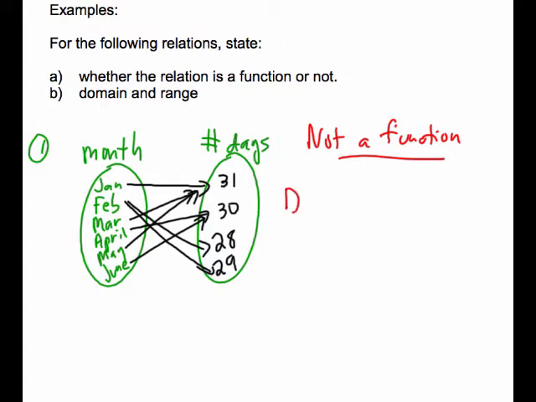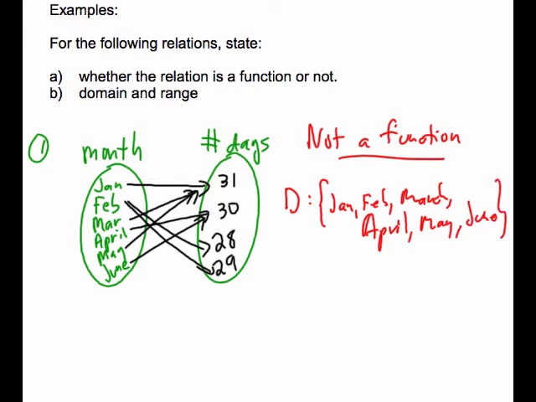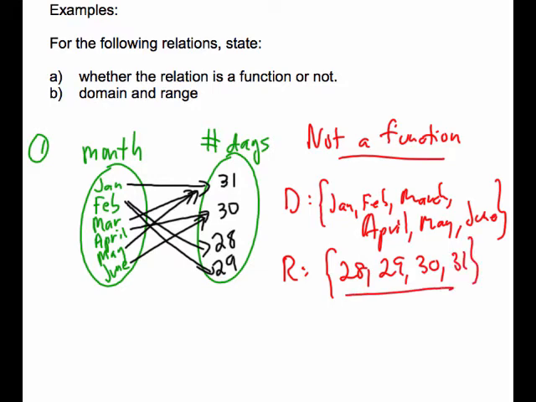Our domain is the set of all input values. So that would be January, Feb, March, April, May, and June. I've only gone the first 6 months of the year on this. And the range are the possible outputs. I can get 28, 29, 30, 31. So I simply list the output values in the range, the input values in the domain.